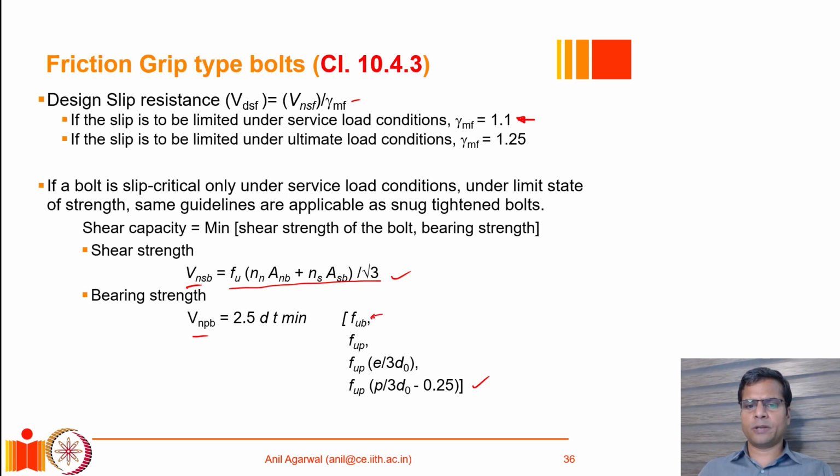This corresponds to bearing failure of the bolt, bearing failure of the plate, bearing failure of the plate if the hole is very close to the edge, and bearing failure of the plate if the holes are too close together in the direction of the load. So the same limit states that we have seen before for bearing strength, the same limit states would apply. Only thing is, just like before, the material factor of safety will be taken as 1.25 in this case too.